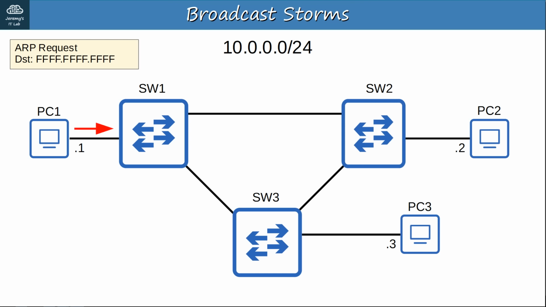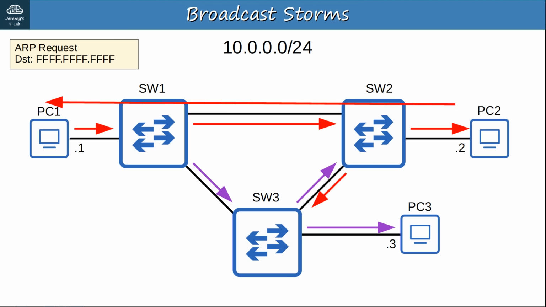When switch 1 receives the frame, what will it do? As I said, you already know what a switch does with broadcast and unknown unicast frames. It will flood it out of all interfaces, except the one it was received on. So switch 2 and switch 3 both receive a copy of the frame. They then do the same thing. They flood it out all interfaces, except the one it was received on. So PC2 receives the ARP request, and will reply with a unicast ARP reply.